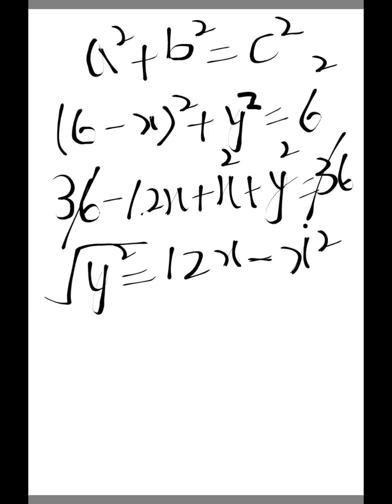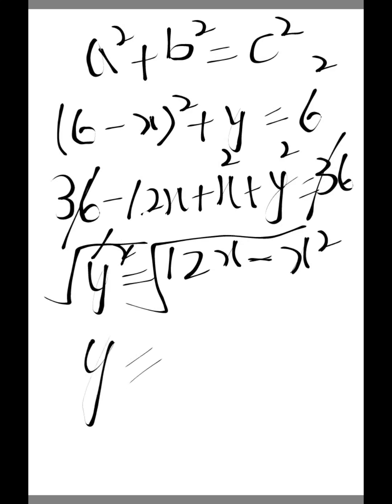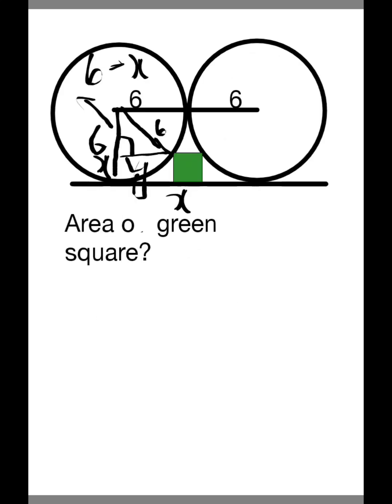To avoid the square, applying square root on both sides. So now we can say y is equal to square root of 12x minus x square.